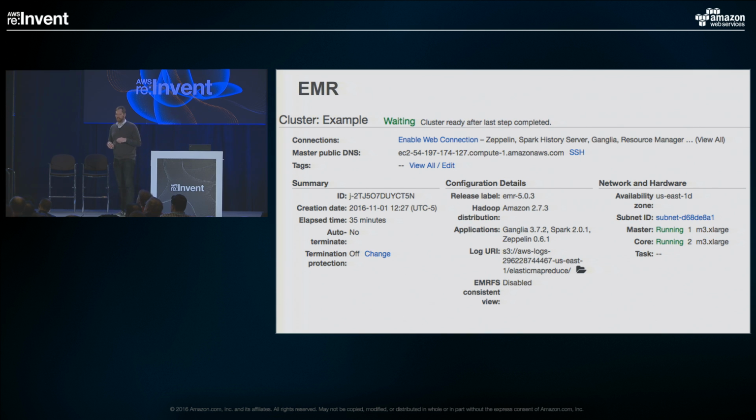So next we'll talk about EMR, Elastic MapReduce. EMR is kind of unfortunately named because it's not just MapReduce. What it really is, is the Hadoop ecosystem as a managed service. So EMR has support for tools like Spark, tools like Hive, tools like Pig that a lot of you may be using for some of your data processing today.